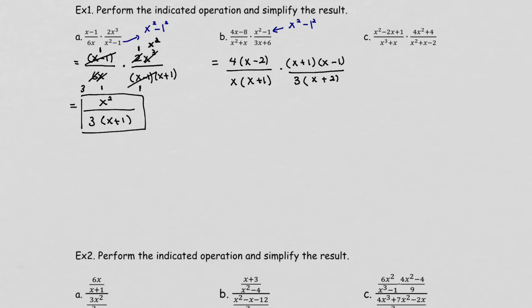Then you're going to get rid of the common factors. Numerator versus denominator, x minus 1 on the numerator, x plus 1 on the denominator, cancel out each other. And what else? I don't see anything else. So what's left over? I have 4 times x minus 2 times x minus 1 on the numerator. Denominator is 3 times x plus 2 remains.